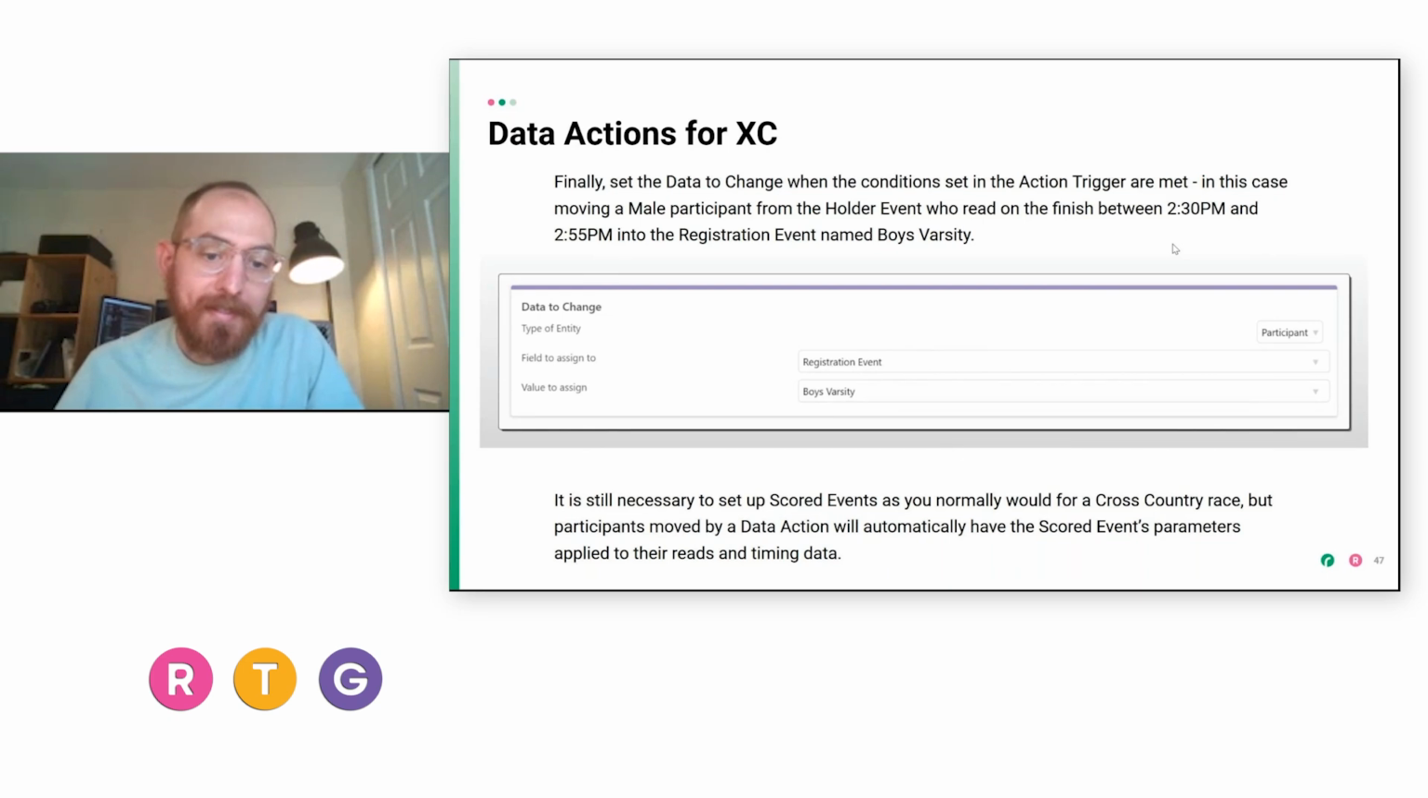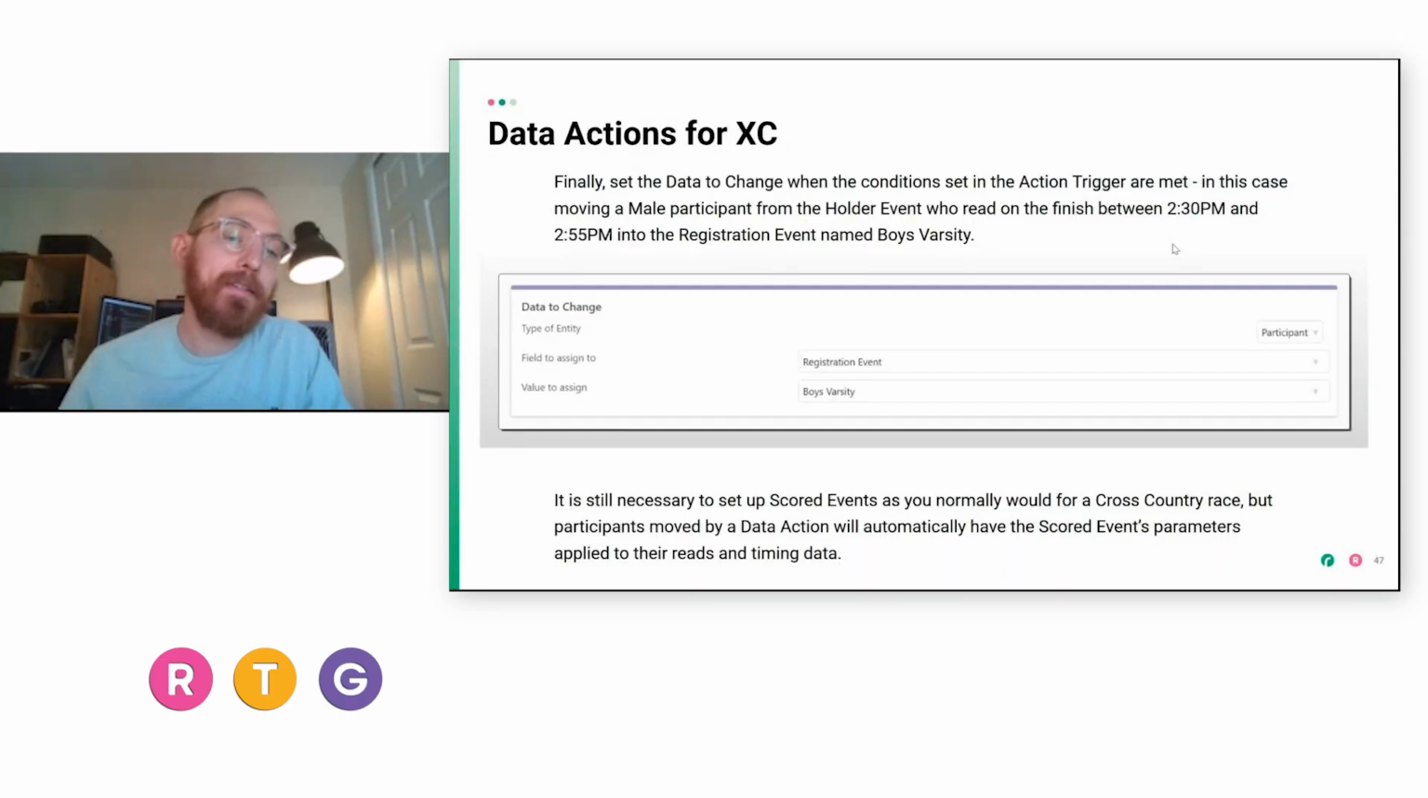So obviously it's still necessary to set up scored events as you normally would for a cross-country race, but participants moved by a data action are automatically going to have all of those scored event parameters applied to them once their registration event is changed. So that's how you can do data actions for cross-country.